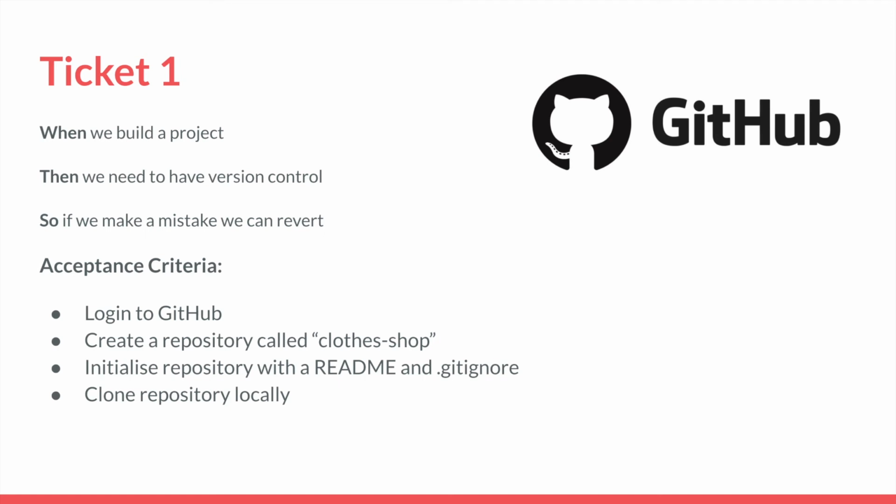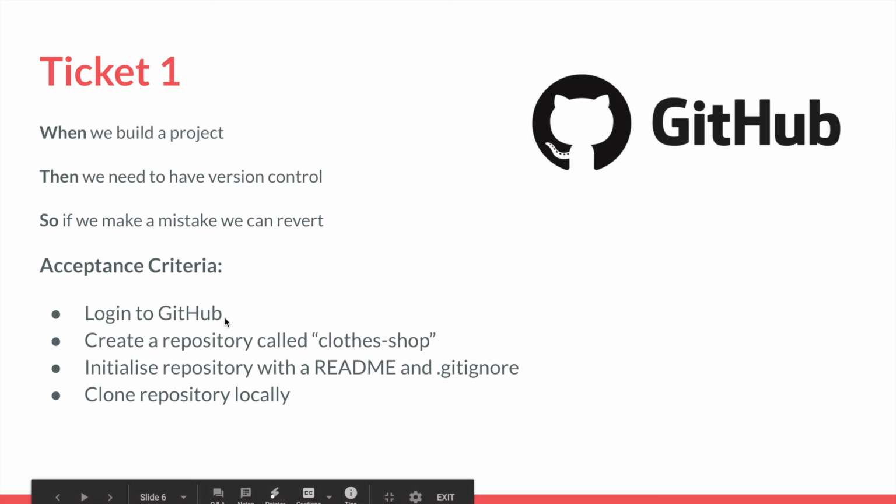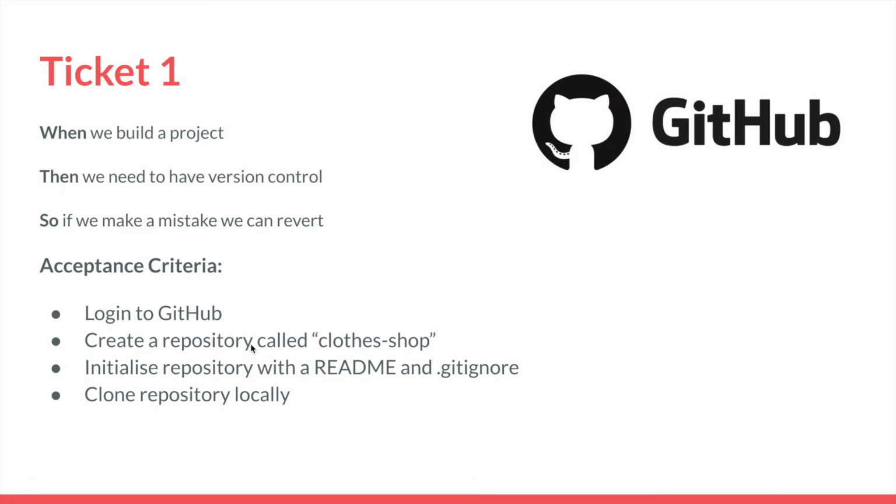So let's go through the definition of done. If you've not heard of this concept, it's pretty straightforward. We're just going to go through the ticket's acceptance criteria and make sure that we have covered all of them. So we've logged into GitHub, we've created a repository called Clothes Shop, we initialized that repository with a readme and a .gitignore file, and finally, we cloned that repository to work on locally. So that's it for this first video in this series.